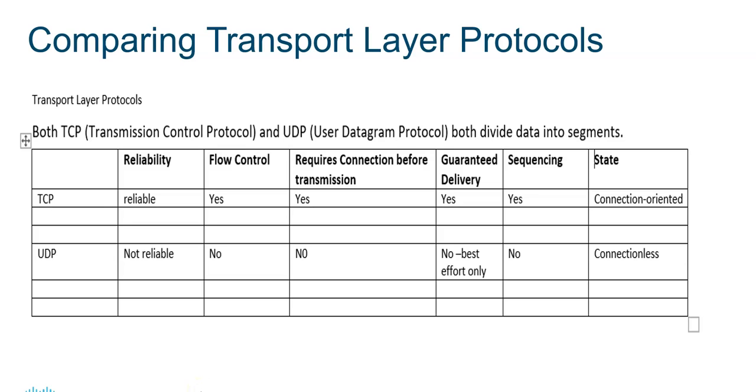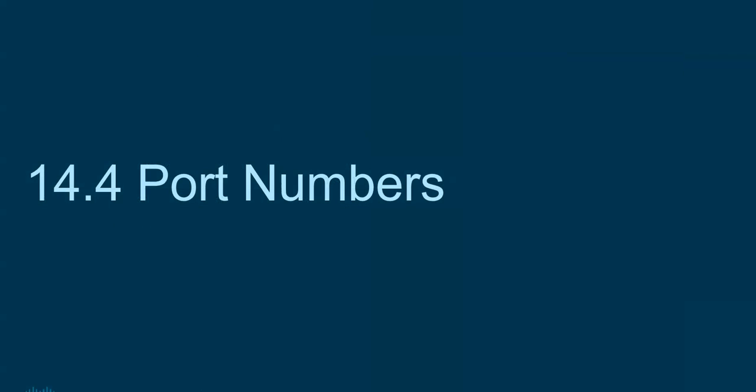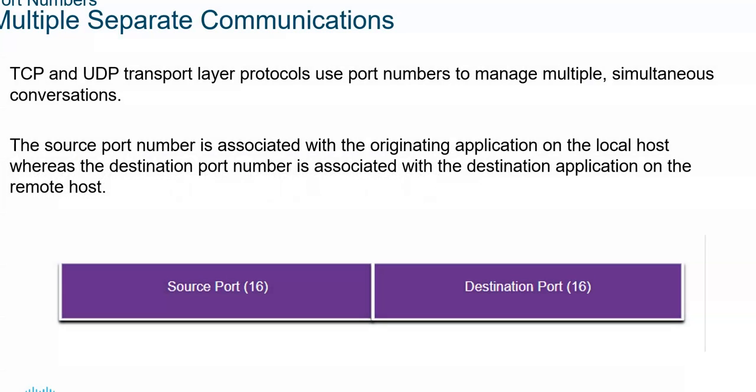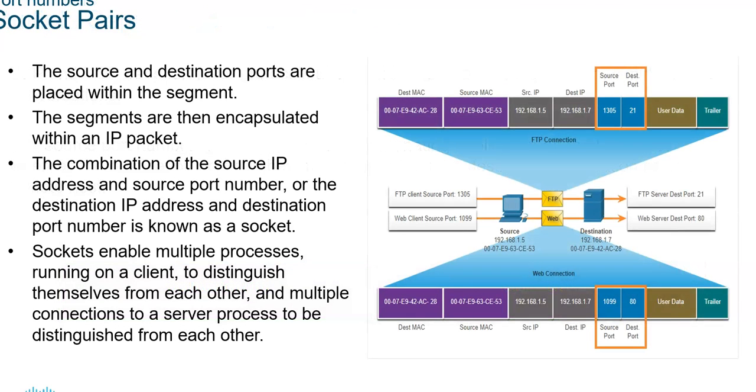How does the transport layer keep track of multiple conversations? Recall the term multiplexing. Enter port numbers. Recall that both the TCP and UDP headers start with source port and destination port. These ports are placed in the segment to identify specific locations or conversations.